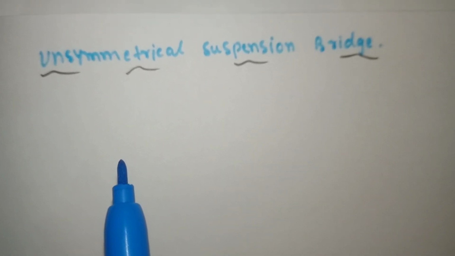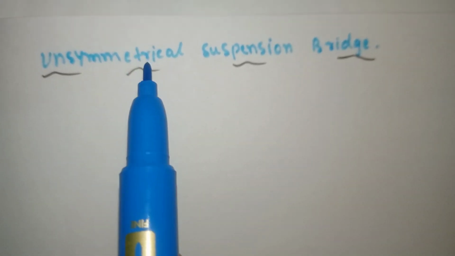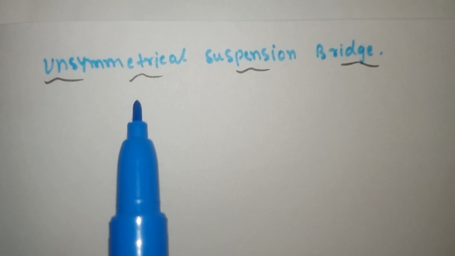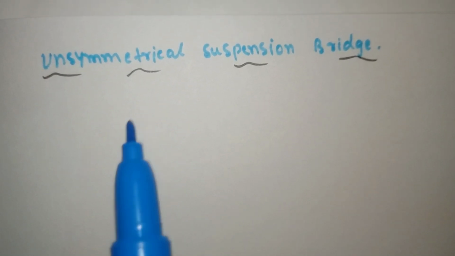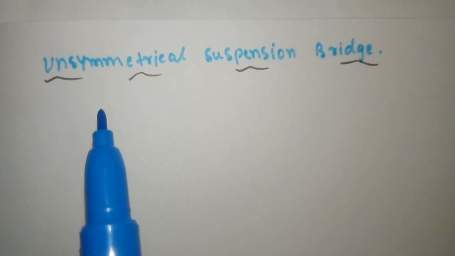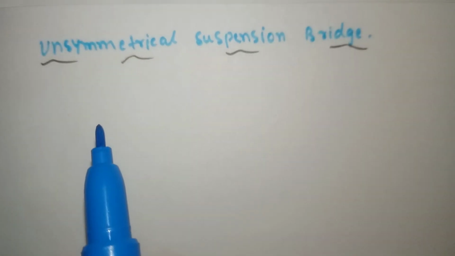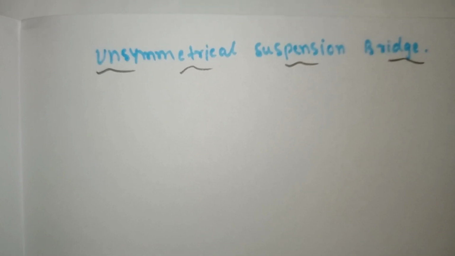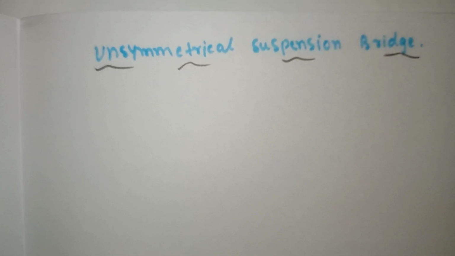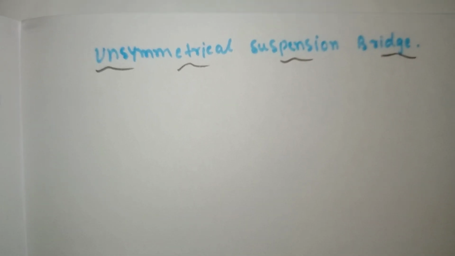So in today's video we'll see the concept of unsymmetrical suspension bridge. So this is our topic. This topic is fully based on formulas. First we'll see what the concept of this unsymmetrical suspension bridge is. What is meant by unsymmetrical cable? First I'll explain the concept. So we'll see the meaning of unsymmetrical cable.